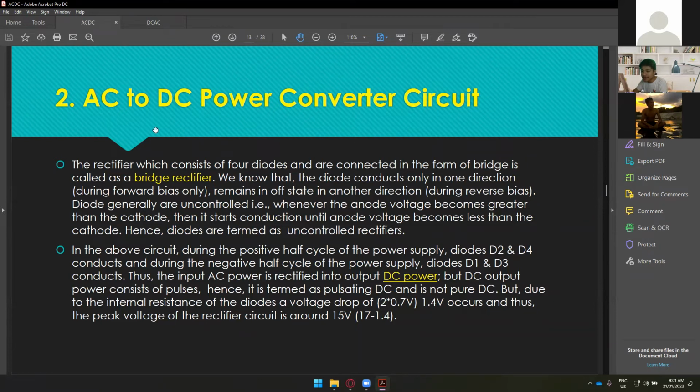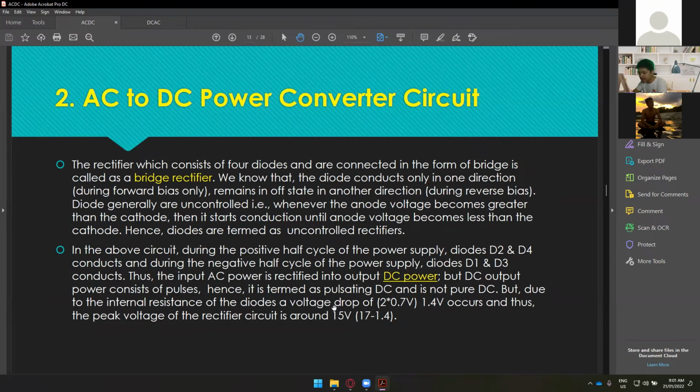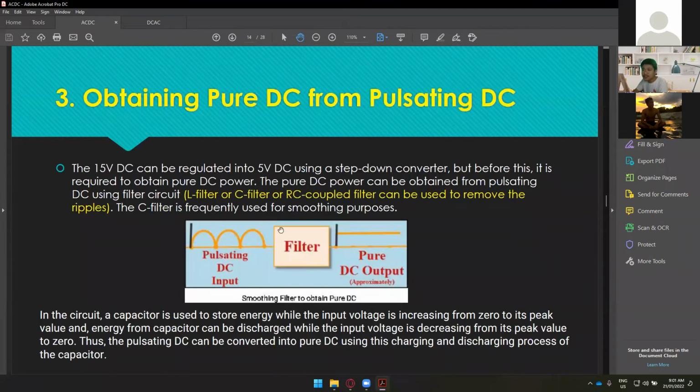So we still have AC to DC, which is a bridge rectifier. More explanation on how to convert AC to DC. We will not discuss this one anymore since we have already discussed the bridge rectifier in electronics, so you guys already know that one. And what else? More explanations about the connectivity, the configuration of the diodes, D1, D2, D3, D4, and the computations, and how you will get 12 volts or 17 volts. Third one is obtaining pure DC from pulsating DC.